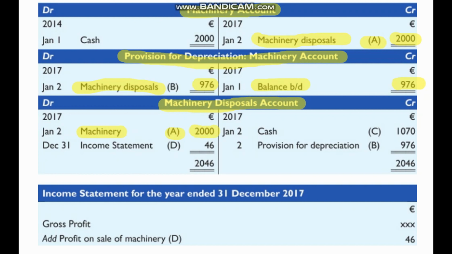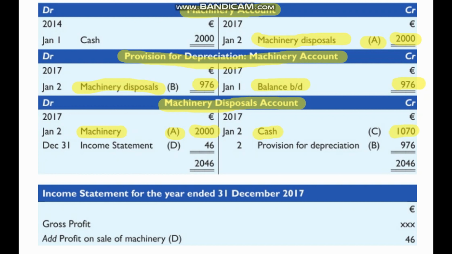Then you need to know how much you have sold this machine for. For example, we have decided that you've sold it for cash and you've got 1,070 euros for that particular machine. This entry is actually coming from the cash book, and like I've already mentioned, we are not showing the other side of the example here in this video to keep this short.